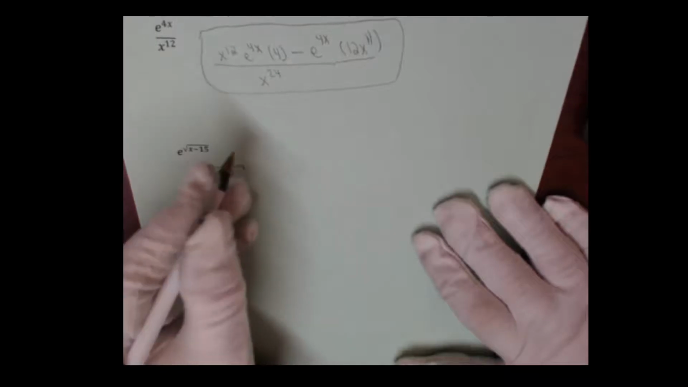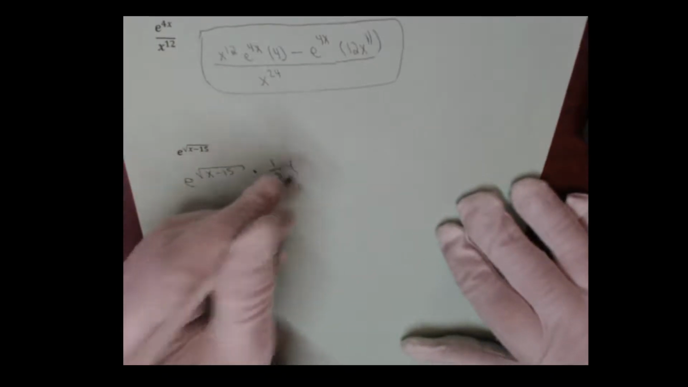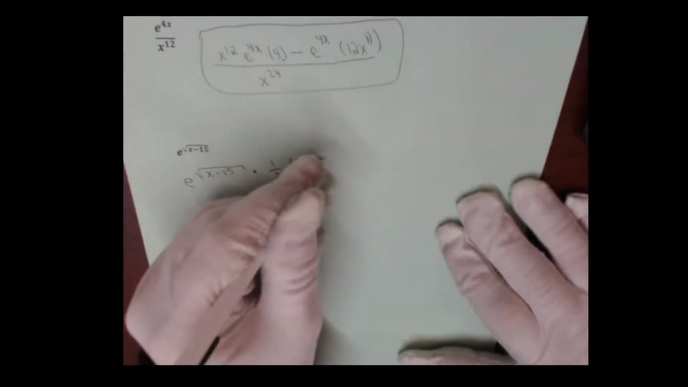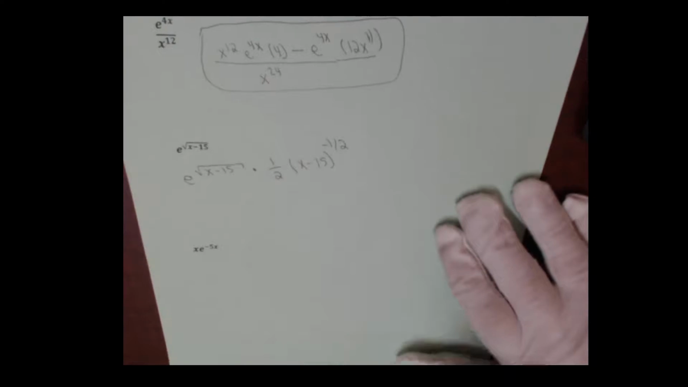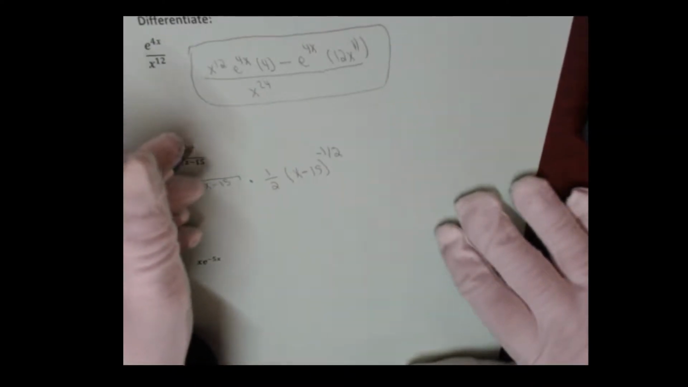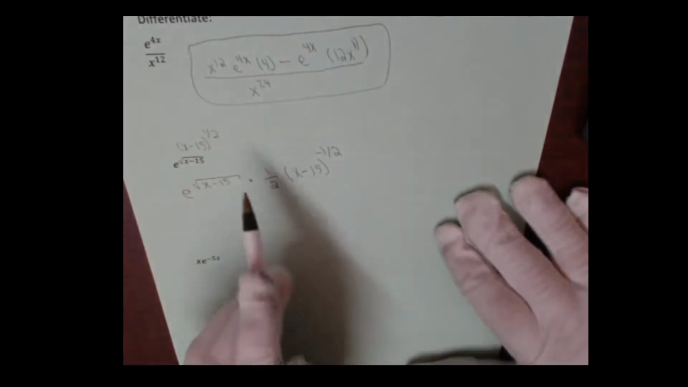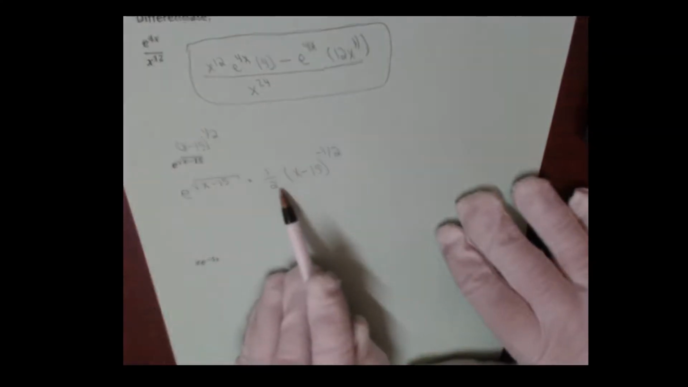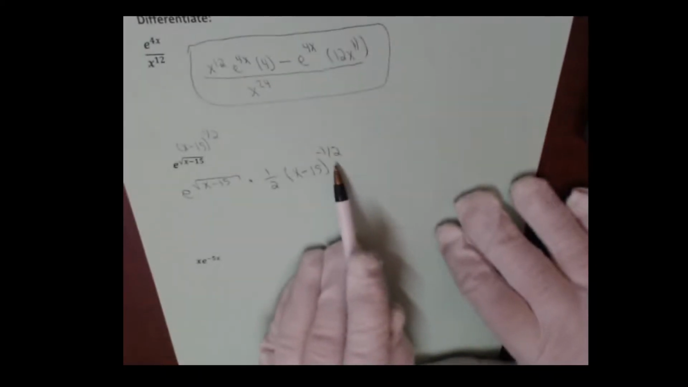The derivative of the square root of x minus 15, that would be 1/2 times x minus 15 to the negative 1/2 power. That's because remember that the square root of x minus 15 is the same thing as x minus 15 to the 1/2 power. And so you can use the power rule. The half comes out in front. And then you take 1 off of the 1/2, which gives us negative 1/2.